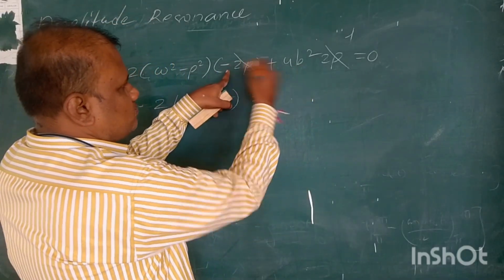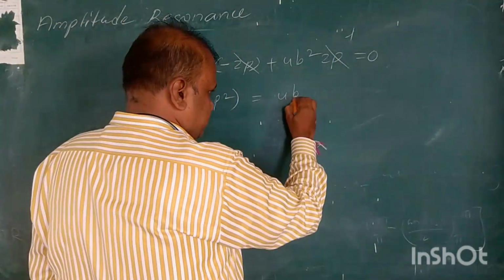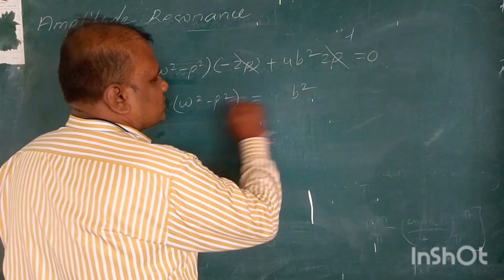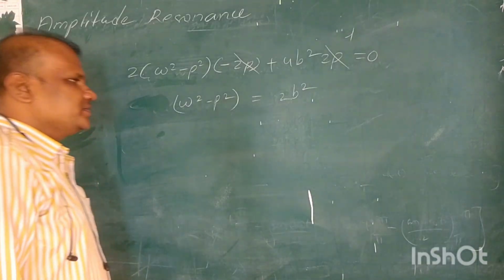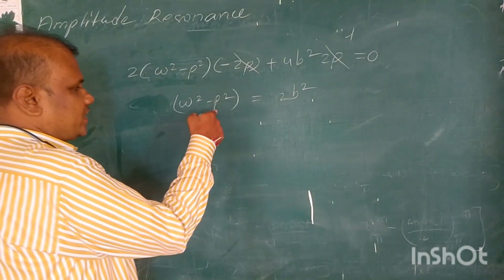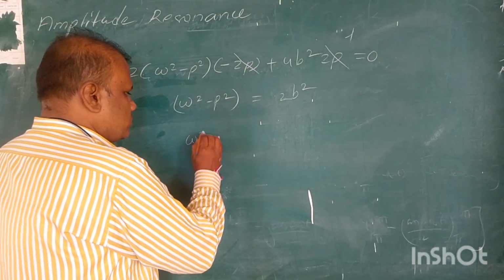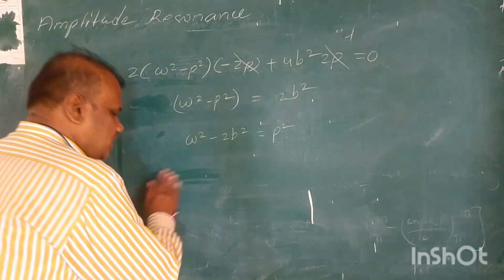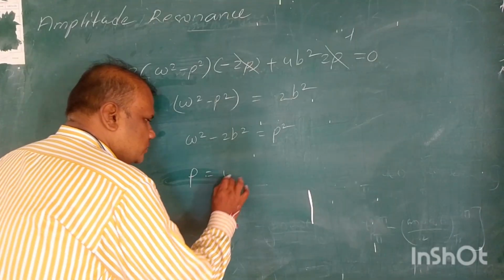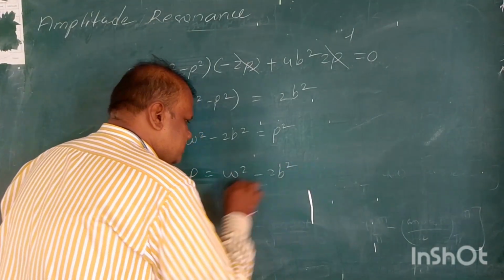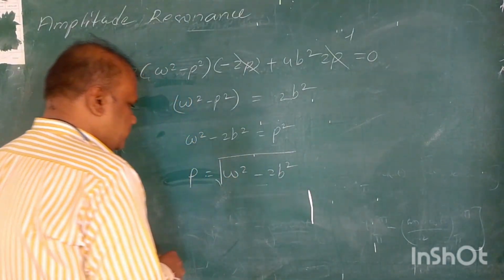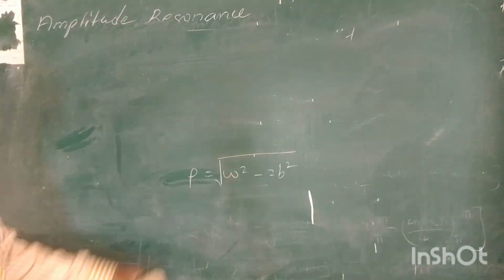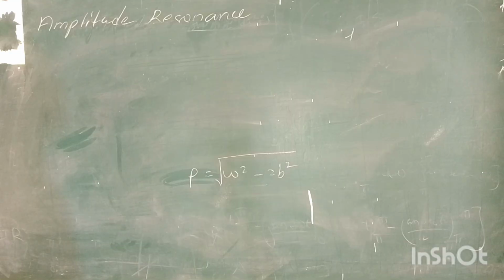Here also we have minus, so minus minus gets cancelled. Therefore this is nothing but equal to 4b square. So here 2 and 4, that is nothing but 2b square. Okay, so here I am going to write for p square. Therefore omega square minus 2b square equals p square, or p equals under root of omega square minus 2b square. So this is nothing but the condition.